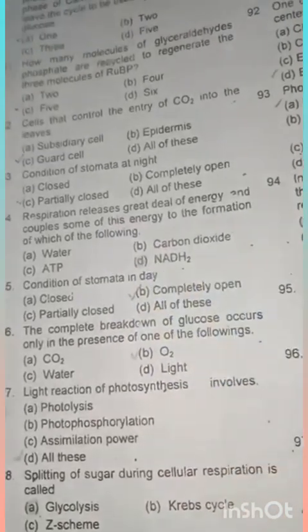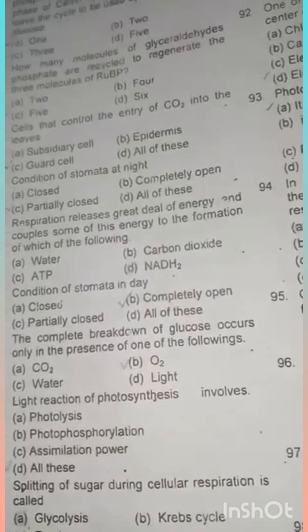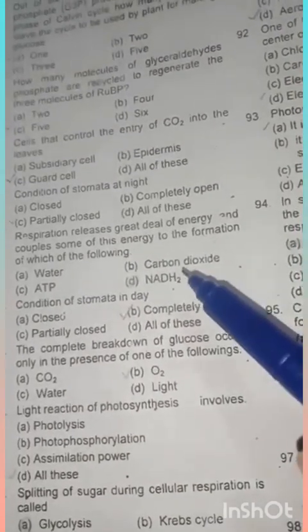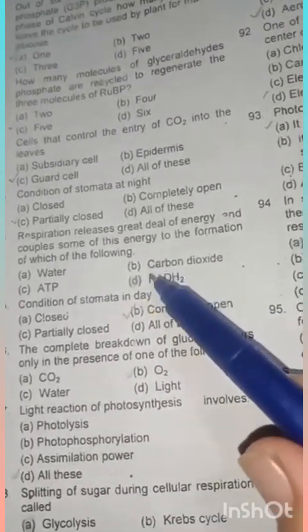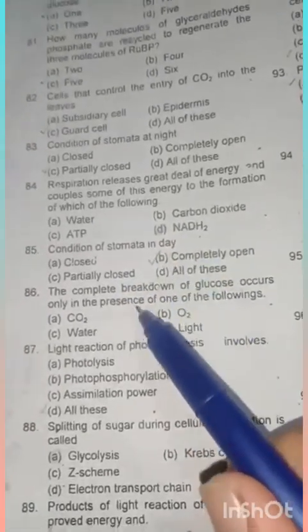Respiration releases a great deal of energy, and couples some energy in the formation of which of the following. So as we know that in the electron transport chain 3 molecules of ATP are produced from NADH. So yeah, this is correct. The condition of stomata is completely open.